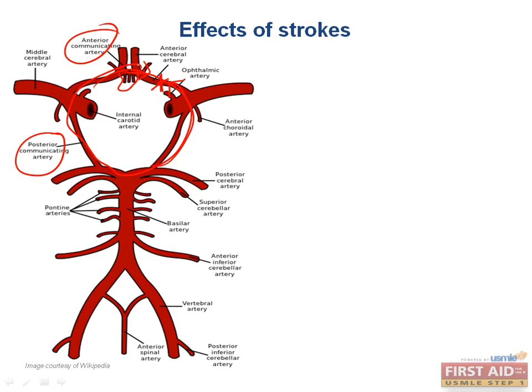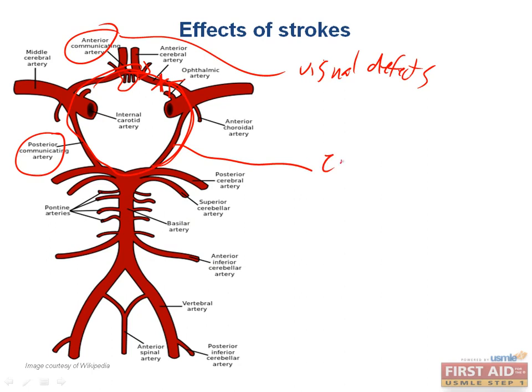In the anterior communicating artery, you will get visual defects, whereas in the posterior communicating artery, you will get a third nerve palsy. Now, what is the common symptom of a third nerve palsy? Well, in this situation, you have an eye that goes down and out. Although I don't know if he would be smiling if he has a cranial nerve palsy, but whatever.